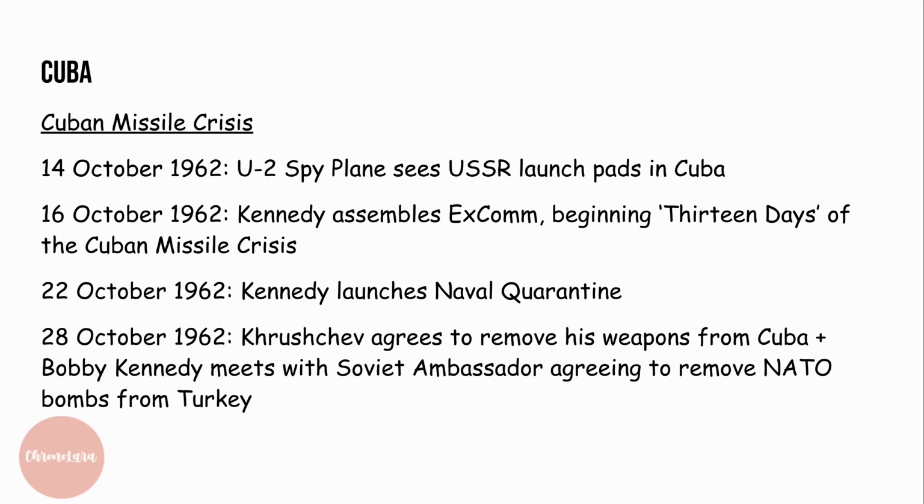Now, last day of the 13 days is the 28th of October 1962. Khrushchev agrees to remove his weapons from Cuba, and Bobby Kennedy, which is the brother of John F. Kennedy, meets with the Soviet ambassador, and they agree to remove the NATO bombs from Turkey. However, this part of the agreement and the settling of the Cuban Missile Crisis actually wasn't made public until a few years after it. Next topic, Czechoslovakia.